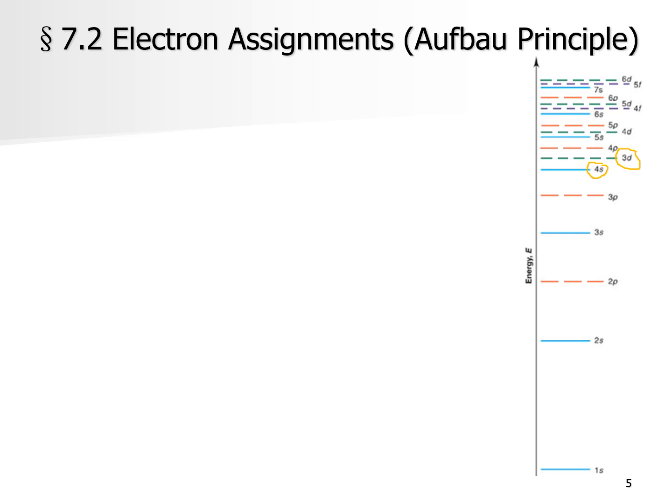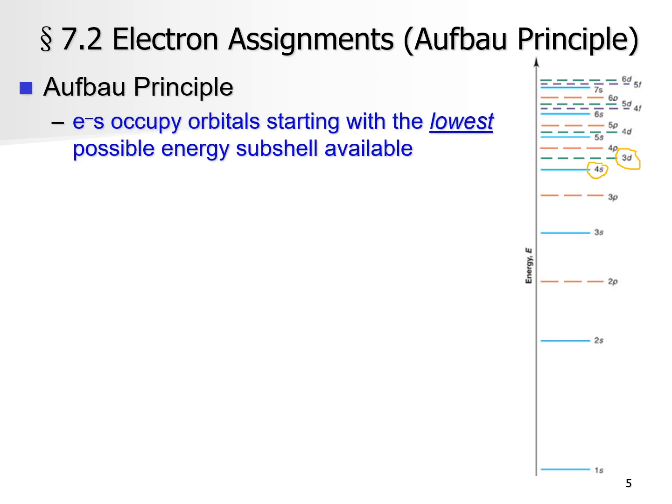This energy level of the subshells actually leads us to another principle we call the Aufbau principle. This principle states that electrons occupy orbitals starting with the lowest possible energy subshell available. That means if 1s is available, an electron always occupies 1s. If 1s is full, then it is going to occupy the lowest possible energy subshell available, which is 2s.